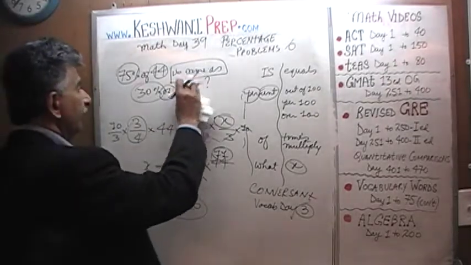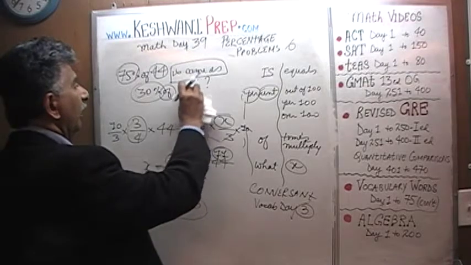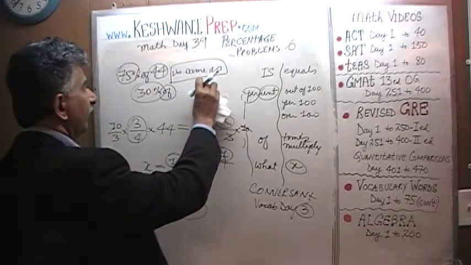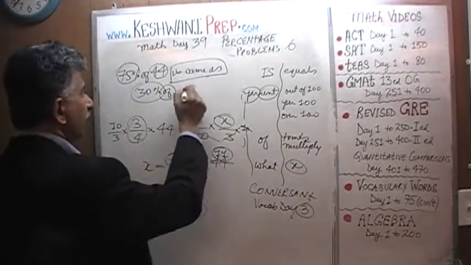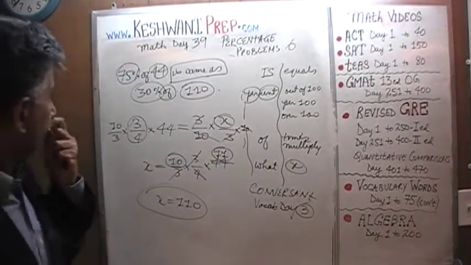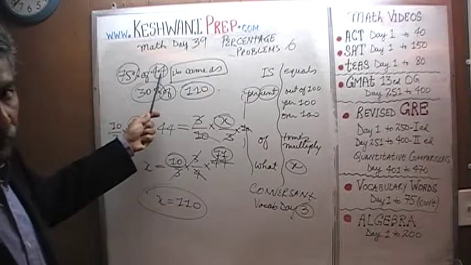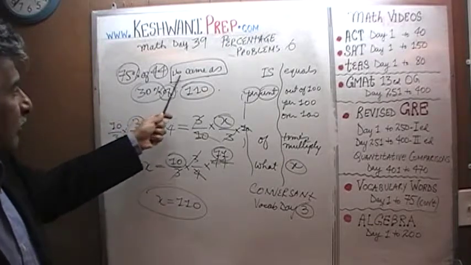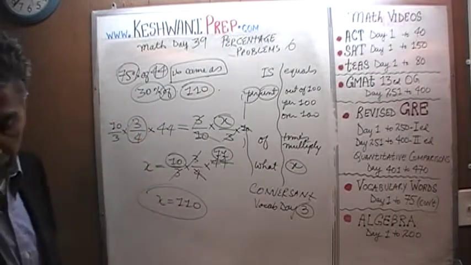Let's see if our claim is valid. Put it back in here. Now it's no longer a question mark. It's a claim that we're making. It's 110. That's our claim. What we're claiming is that 3 quarters of 44 is same as 30% of 110. Let's see if it's correct.